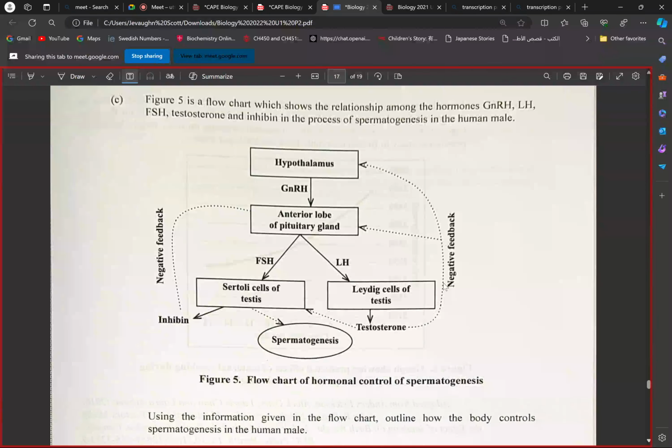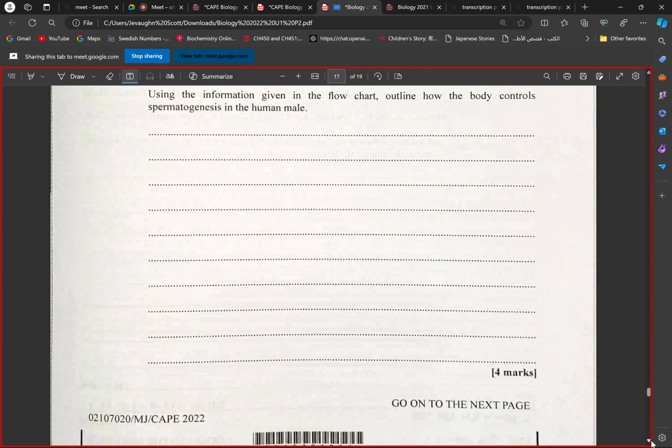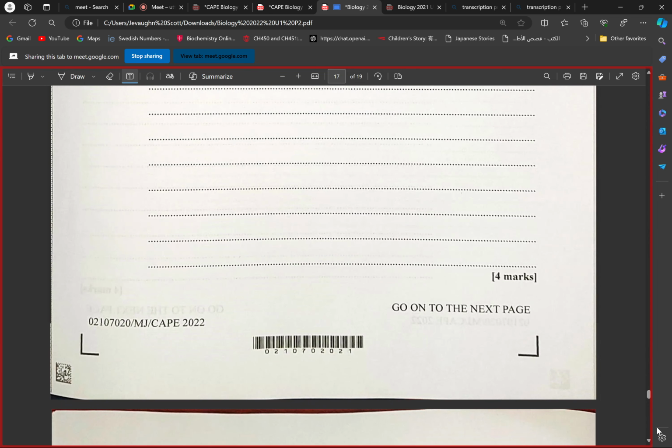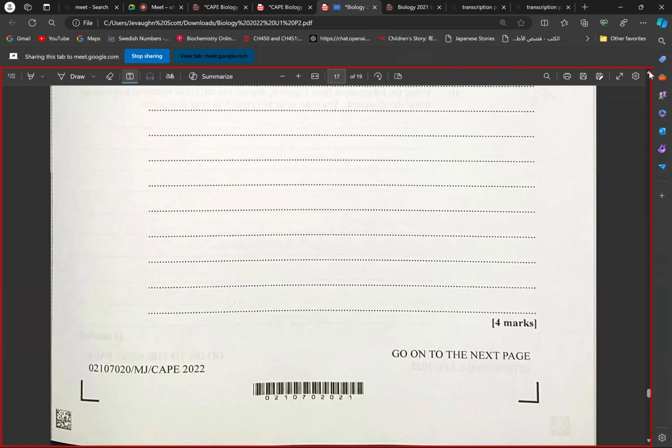Here now we look at a flow chart of the relationship among the hormones: gonadotrophin releasing hormone, then luteinizing hormone and follicle stimulating hormone, testosterone, and inhibin. I did go through this. There's a YouTube video explaining all of spermatogenesis, so you guys could look at that. Using the information given in the flowchart, outline how the body controls spermatogenesis in the human male. How many marks? 4 marks.